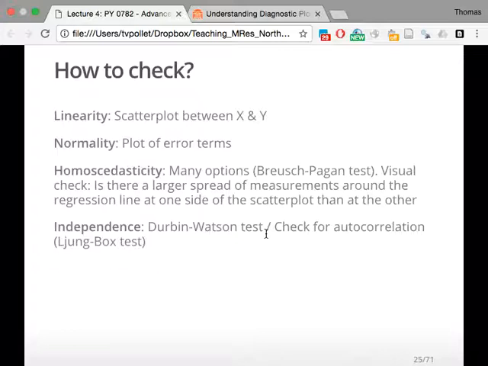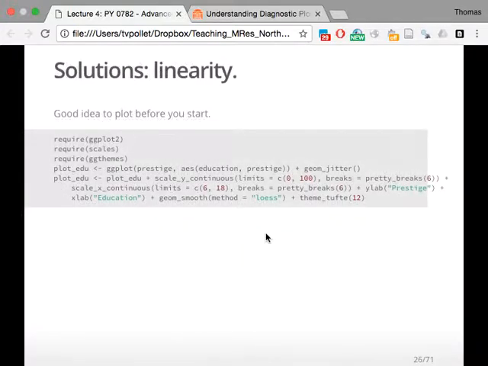And independence, you can't really do a graphical test for that. Actually, you can, but it's quite complex. So most of the time, you would use the Durbin-Watson test or something called a Box-Ljung test. You might have heard of a Durbin-Watson test. Have you heard of that? But you might have heard of a Box-Ljung test. That's mostly used, for example, when people have time series data and want to see if their data is correctly detrended. But I'll show you how that works.